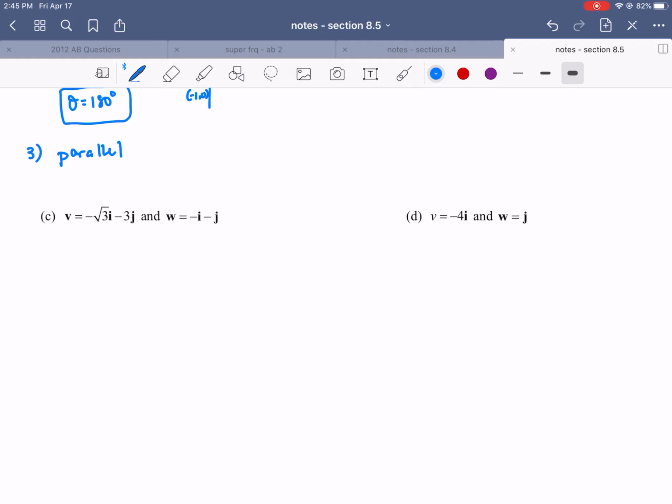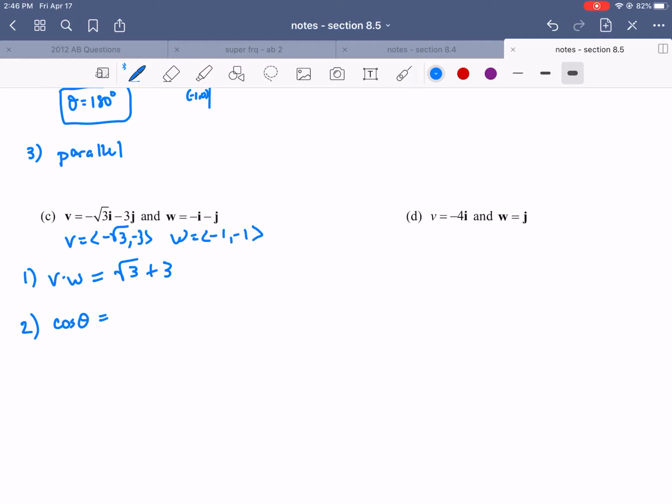Okay, in letter C, we've got this strange V, and then W is -i minus j, so V is going to equal -square root of 3 and -3, and W then will be -1 and -1. And so the first thing we want to do is find the dot product, V dot W, which is going to be the first two components multiplied together, -√3 times -1, which will be √3, and then plus the second components multiplied together, -3 times -1 is +3, and there's really no way to simplify that, so I'm going to move on to the next part, which is to find the angle between these two vectors.